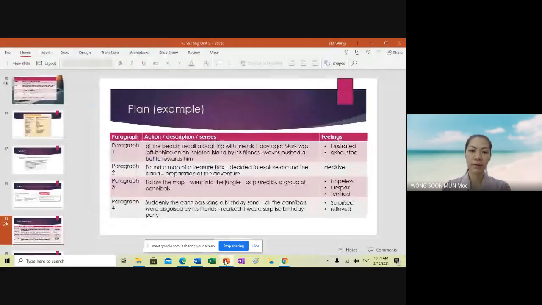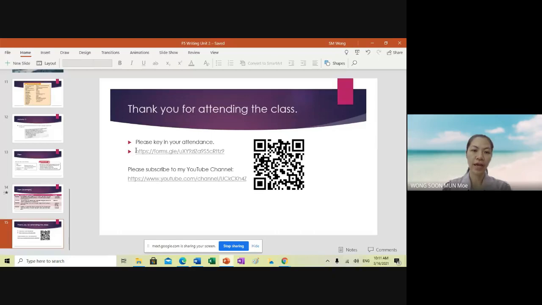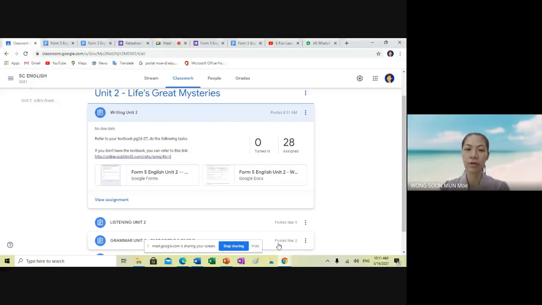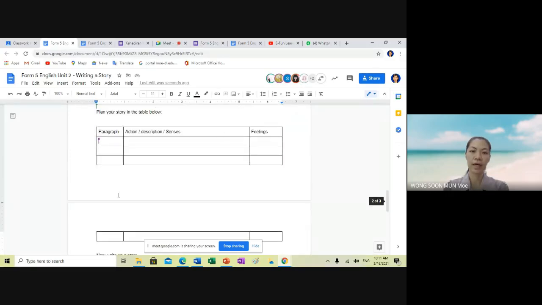Okay, so now I will let you fill up your attendance first. But you don't have to leave the class first. You can continue with your plan of the story, this part, the planning. While you are doing it, I will be here until 10:30. You can continue to plan your story first. Later on, if you have any question, you can ask me immediately.